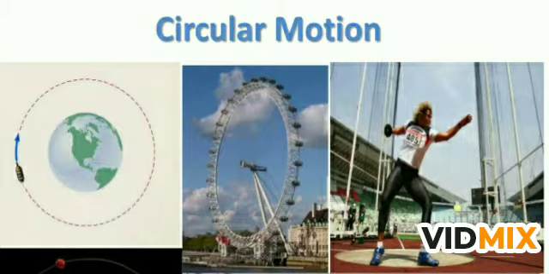If you see the earth, and around the earth there is a satellite. This is a flying giant wheel, and the athlete is throwing a javelin, or you can say the shot put. In all these three there is a motion about a point, and we can say that it is circular motion. So what is circular motion? Let us start this video.